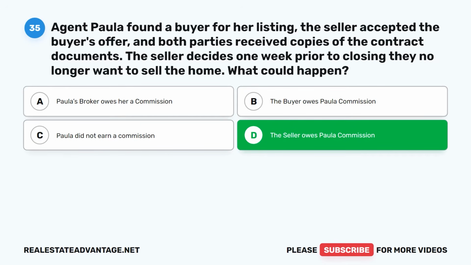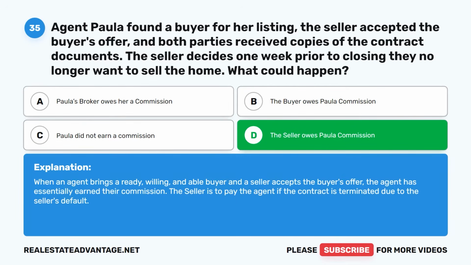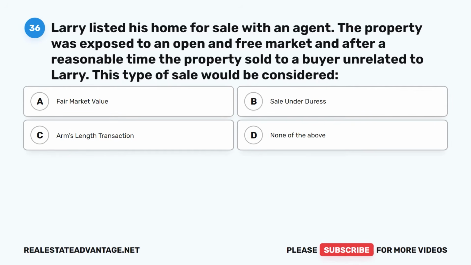The seller owes Paula a commission. When an agent brings a ready, willing, and able buyer, and a seller accepts the buyer's offer, the agent has essentially earned their commission. The seller is to pay the agent if the contract is terminated due to the seller's default.